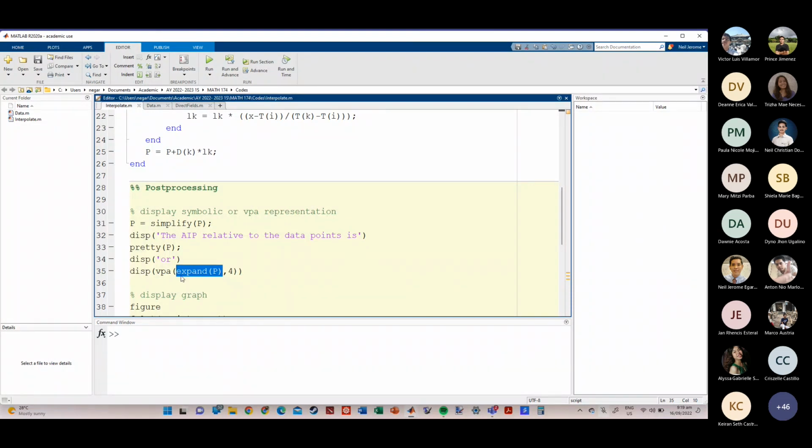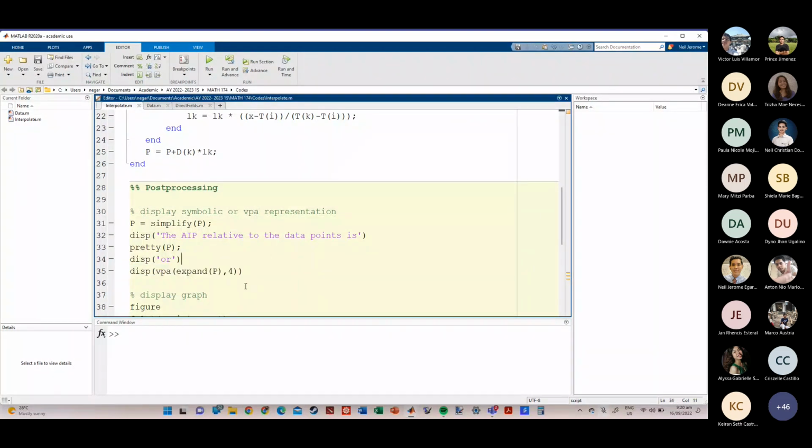So para makita ko yung decimal representation, yung floating point representation ng mga numbers, gagamitin ko yung VPA. Pag VPA of expand P, bibigay niya lang si expansion of P in decimal form. Alright? Hindi na fractional. Gusto ko ay 4 significant digits, kaya 4 yung nakalagay dyan. Alright? Tapos i-display niya lang.